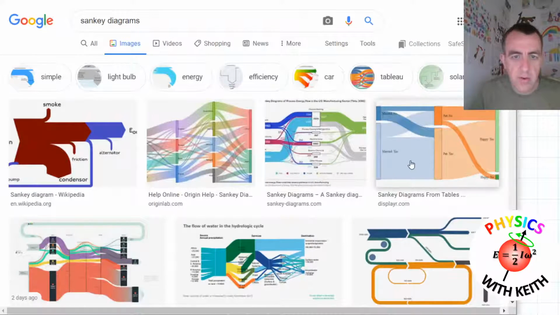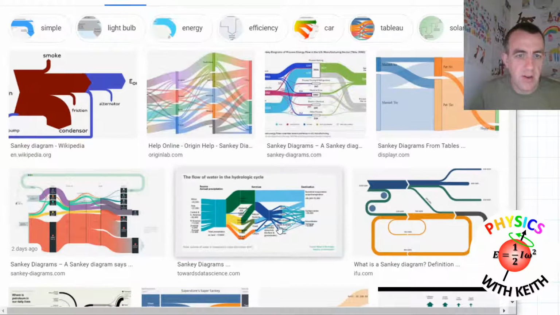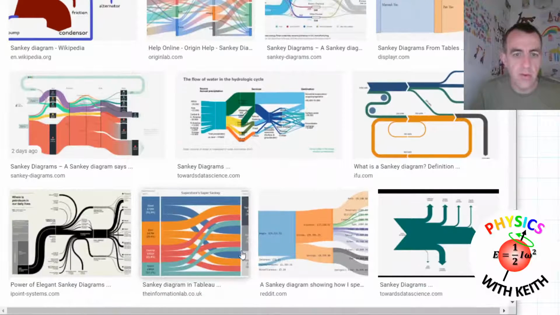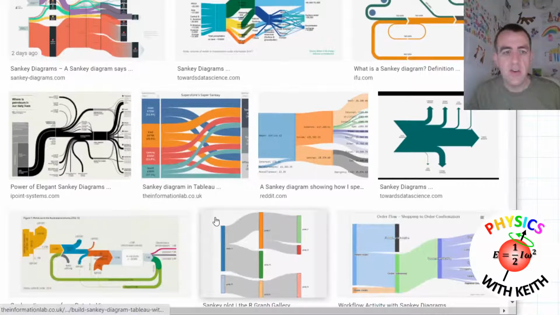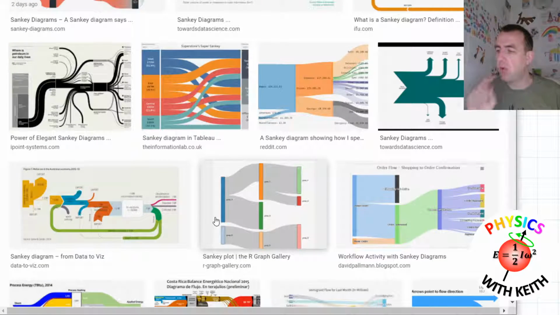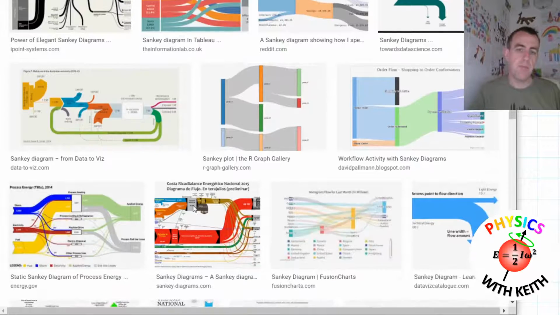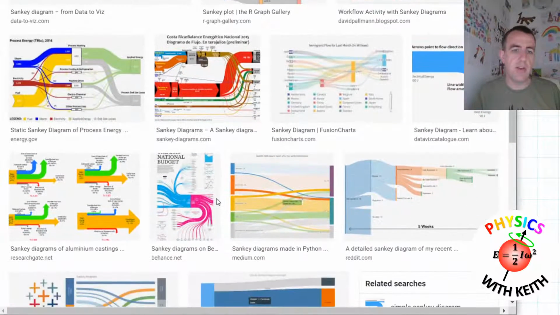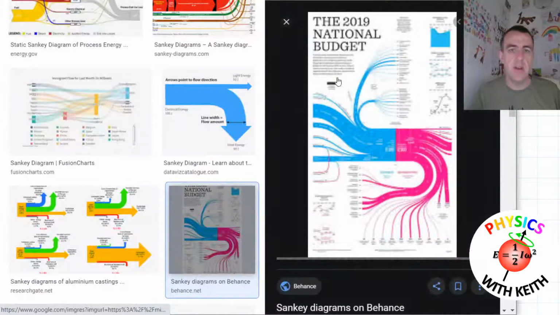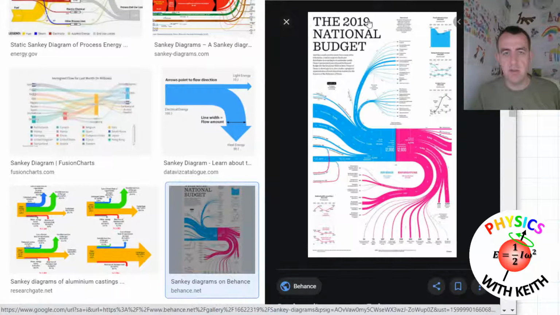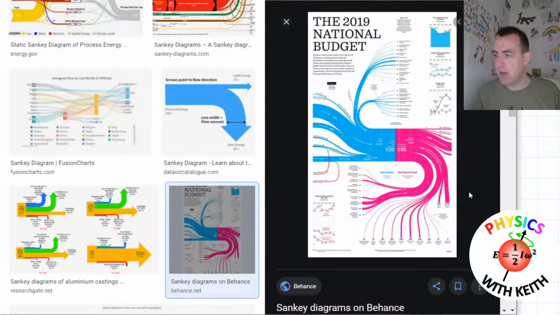So if we look here, we've got some beautiful Sankey diagrams, really complicated ones that show all sorts of lines going all over the place, and they all share one common feature, which is that the thickness of the line is proportional to the amount of whatever quantity the Sankey diagram is showing. So you can use Sankey diagrams to show cash flow, but here's one: national budget. Money coming in, money coming out.